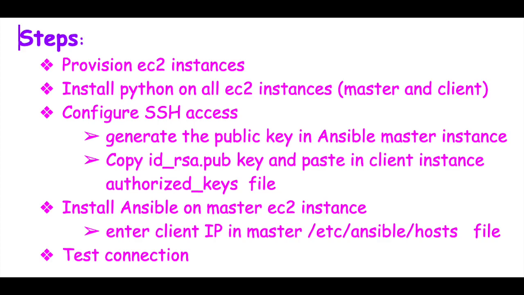Second, we're going to make sure we have Python installed on all the EC2 instances. If not, we'll need to install Python. Then we're going to configure SSH access. Then we're going to install Ansible on the master EC2 instance. Then we'll make sure whatever we have done is working properly. We'll test the connection to make sure that we have Ansible installed.